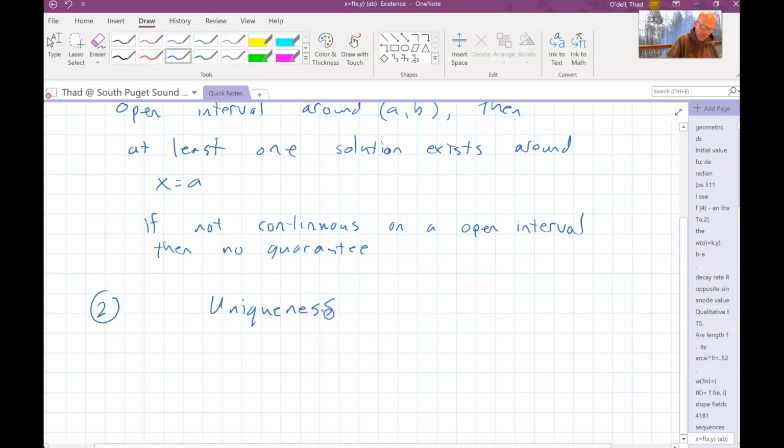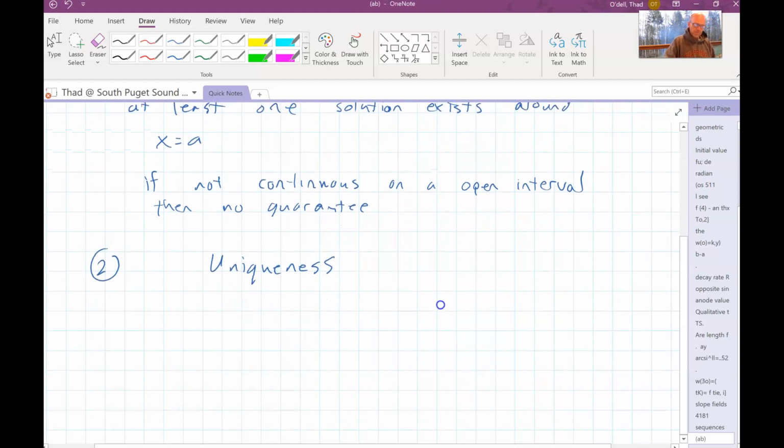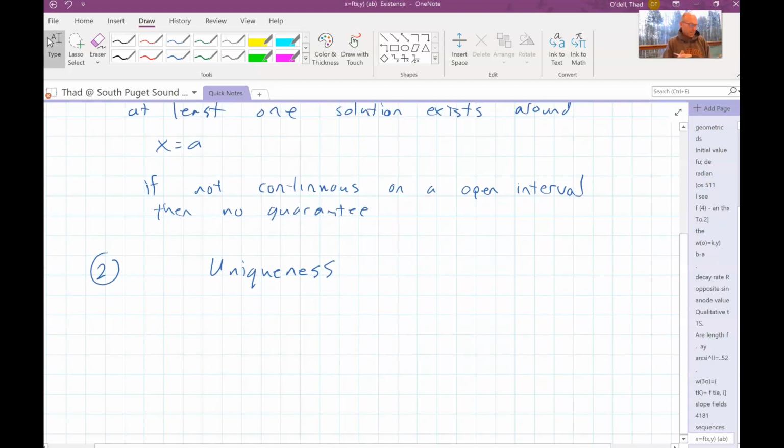Uniqueness. So we're going to do the same test, roughly. It's the same test, but instead of on the function, we're going to take the partial derivative of the function with respect to y. Now, if you haven't had Calc 4 yet, you don't know what a partial derivative is, so I'm going to take a little bit of time to explain that.